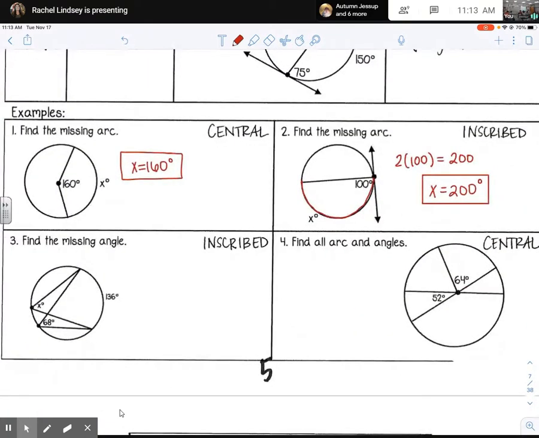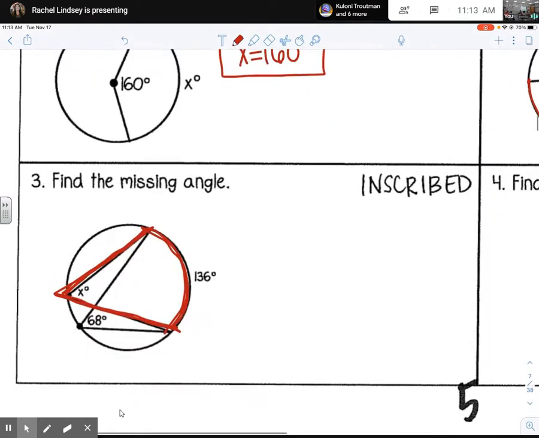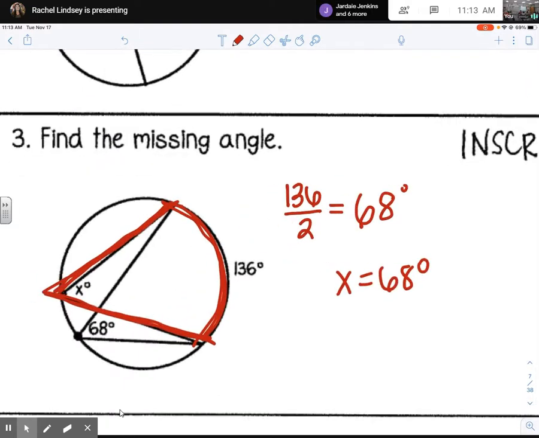Okay, the next one. So we're looking at this angle right here, and here's its arc. The angle equals the arc divided by 2 with an inscribed angle. So 136 divided by 2 is what? 68. So x would equal 68 degrees.